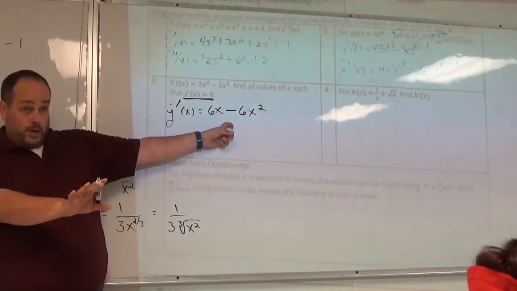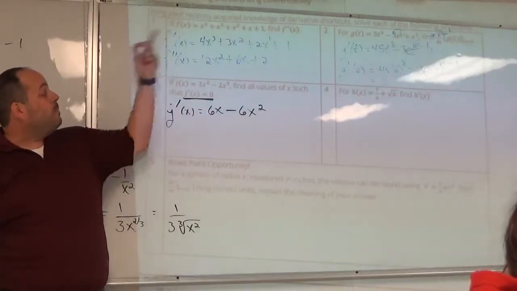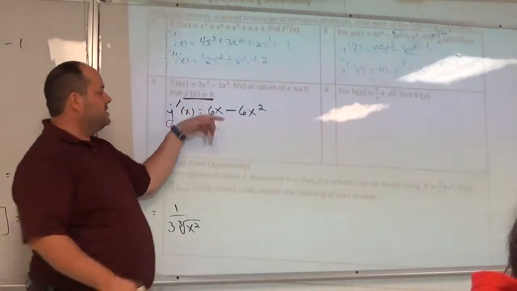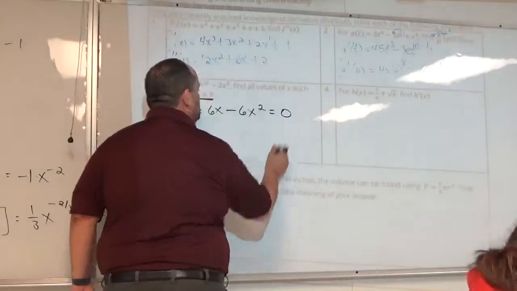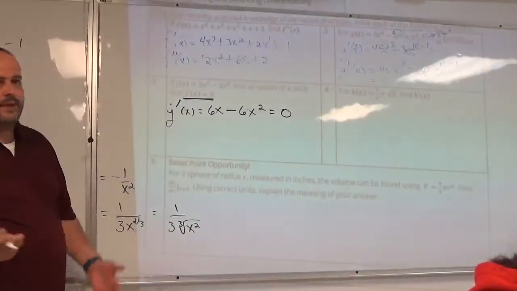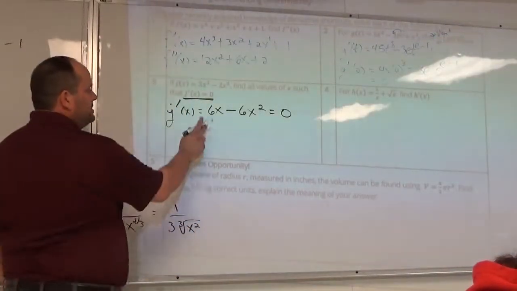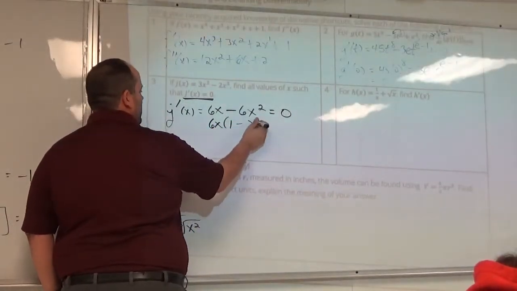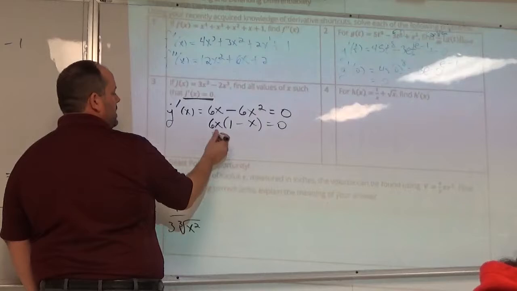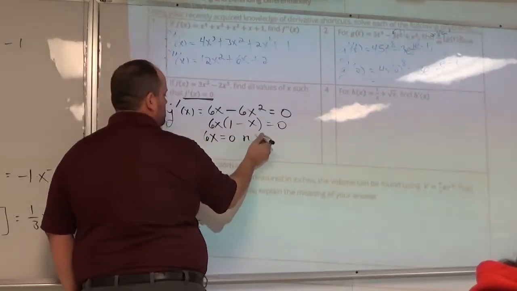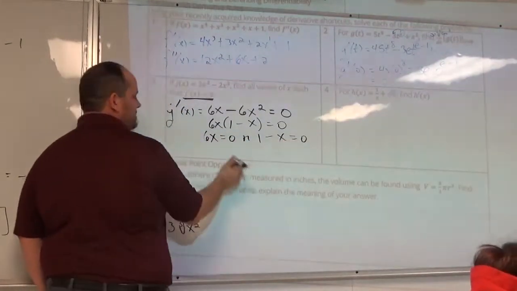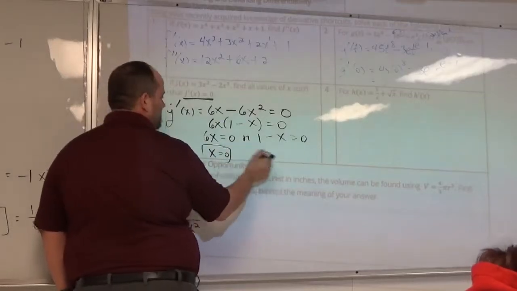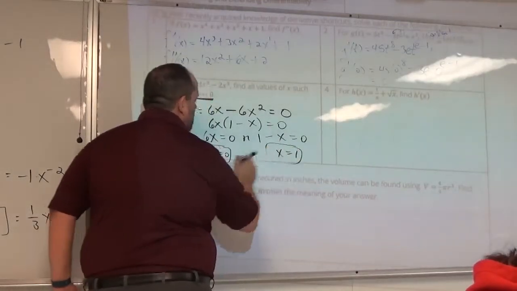There is no doubt we know how to find the derivative. But I need more. I need to know where is my derivative equal to 0, so make an equation out of it. Use your algebra skills. If 6x minus 6x squared is equal to 0, maybe I want to factor. And that means that 6x equals 0 or 1 minus x is equal to 0. We get x equals 0. We get x equals 1.